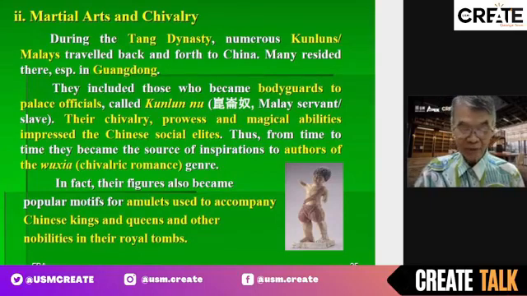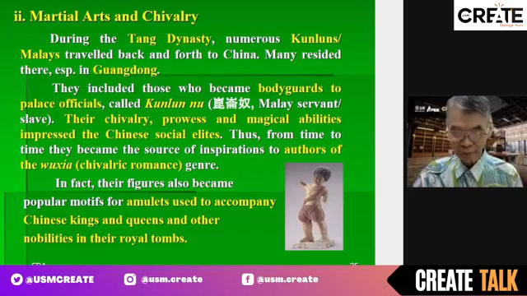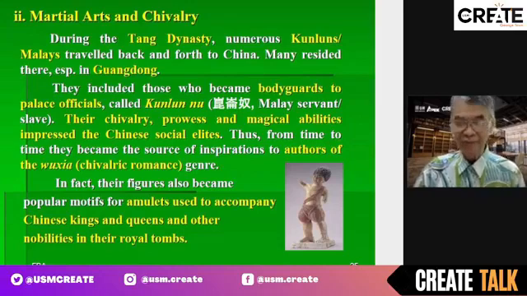Now, these Malays included those who became bodyguards to palace officials, and they were referred to as Kunlun Nu, meaning Malay slave or Malay servant. Just now you had Kunlun Po, which is Malay ship. Earlier on you also had Kunlun, which was the Malay language. Now you have Kunlun Nu, which refers to the Malays themselves, who were in China at that time, and if they were not there as sellers and as merchants, they were slaves at that time.